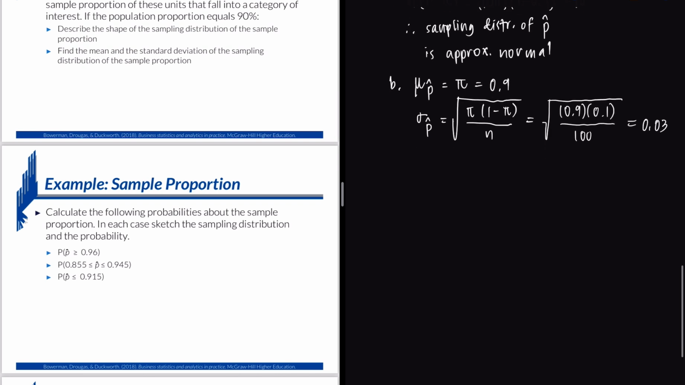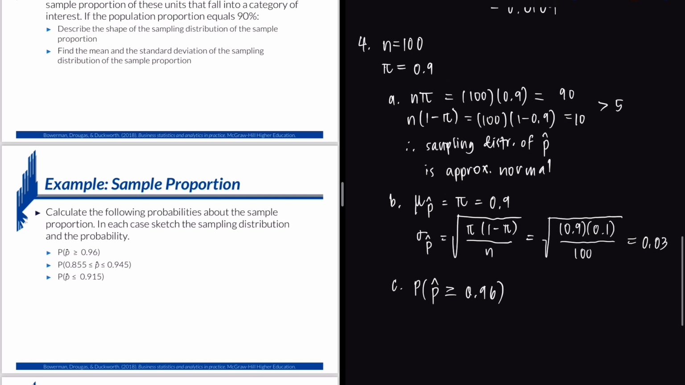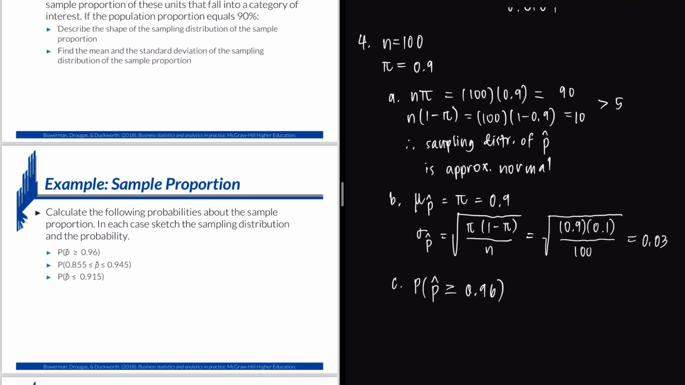Now let's compute for the following probabilities. So first, find the probability that the p hat is greater than or equal to 0.96. Now we know that p hats are normally distributed. Therefore, to compute for probabilities involving p hats, we can convert this to z. However, we don't have a formula yet that converts p hat to z. But again, we can derive this formula using the pattern of the formulas when converting something to z.